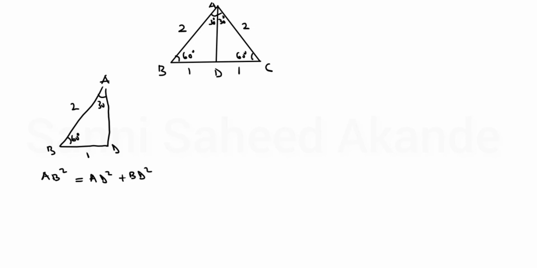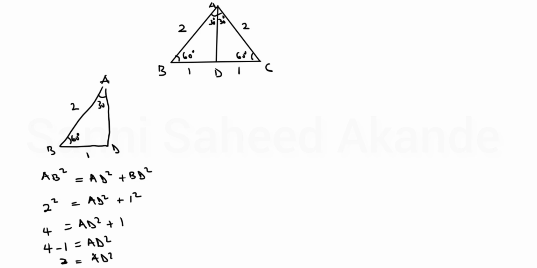Then what is our AB? AB is 2 squared, then equal to AD, that's what we want to find, AD squared, then plus BD squared, which is just 1 squared. Before we collect the like terms, 2 squared is 4, then equal to AD squared plus 1 squared is 1. So if you collect the like terms, we have 4 minus 1 equal to AD squared. So we now have 3 equal to AD squared.